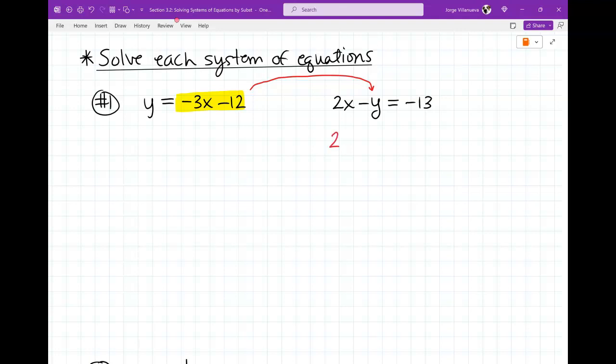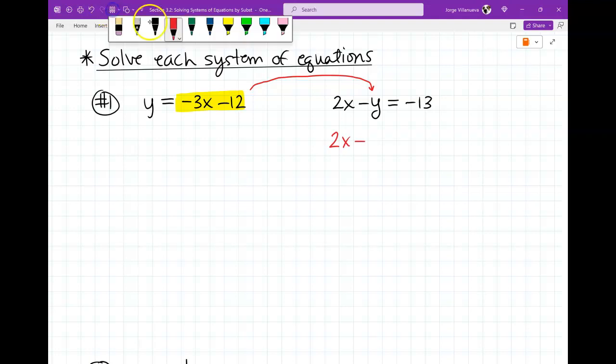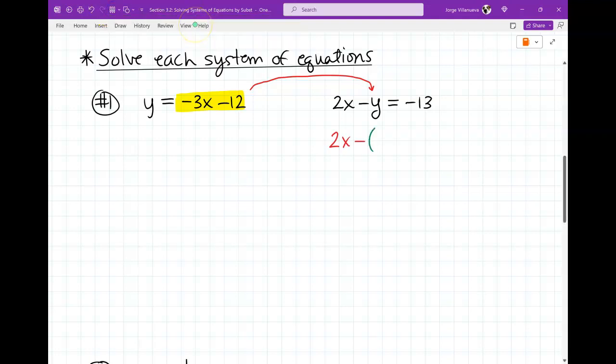So 2x minus, I'm going to change colors on purpose so you guys can see where it changed. And then I'll go back to red. Okay? So do you guys see that? The y value changes to negative 3x minus 12. Why did it do that? Because that's what the first equation told me. Y is the same as negative 3x minus 12.